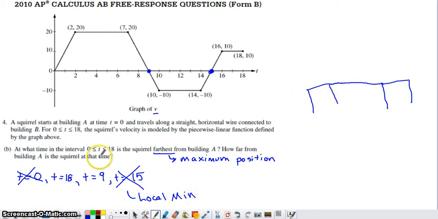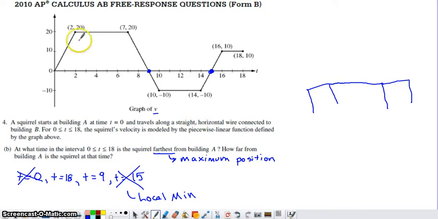The reason why it's a local minimum is because the squirrel, for the first 9 seconds, is moving toward building B, and then it changes and turns around at t equals 9 back toward building A. When it turns around and moves back toward building B for the last little piece of the time frame, the last 3 seconds, that happens at t equals 15. So at 15, the squirrel is going to be closer to building A than it was at t equals 9. That's a local min. There's no way it can be the absolute max.